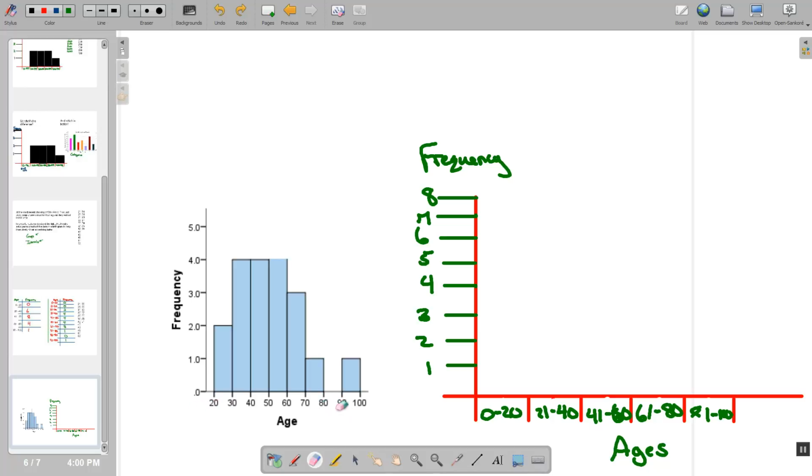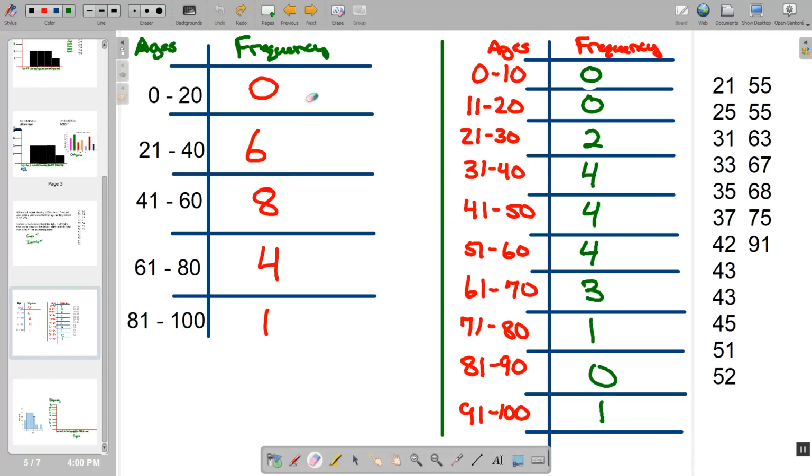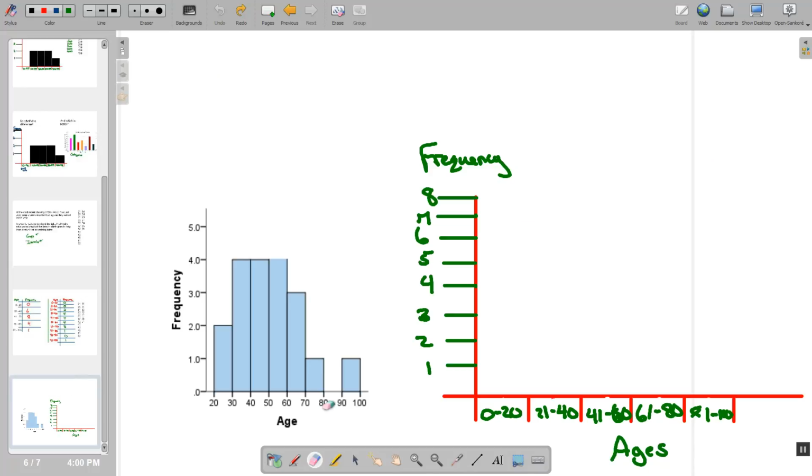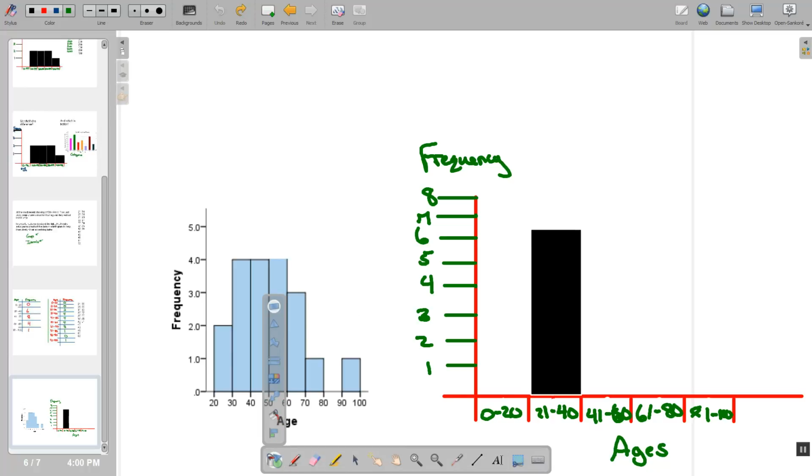I did not leave off 80 to 90 because all of your intervals have to be consistent, and if I left 80 to 90 off, then it would have made one of these gaps longer. For the right side, I have the gaps of 20 years, which are here on this table. So between 0 to 20, there were 0 people that came from that age, but 21 through 40 had 6 people. So that means for this one here, I need to make it 6 tall. So I'm going to graph up here to 6.